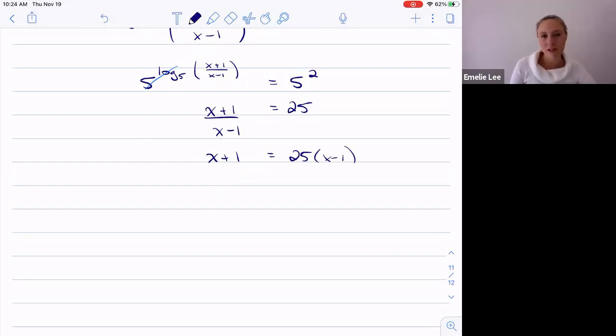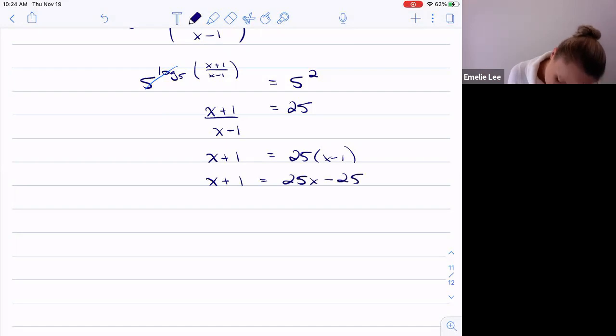Okay. So if I'm solving for x, now I'm back to this small equation that we're very used to working with. x plus 1 is 25x minus 25. Because if I'm solving for x here, I need to collect like terms, which means I have to move my x's to one side and everything else to the other side.